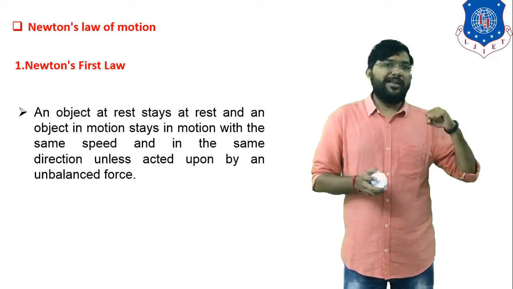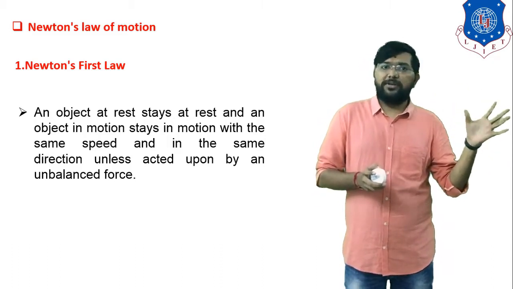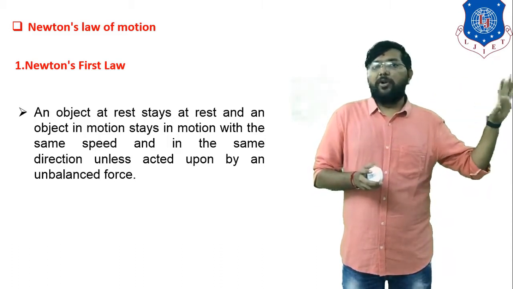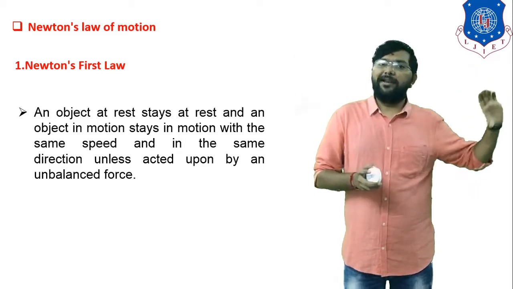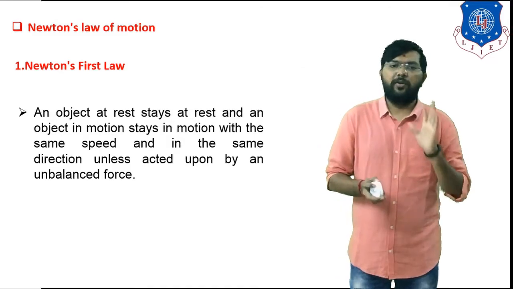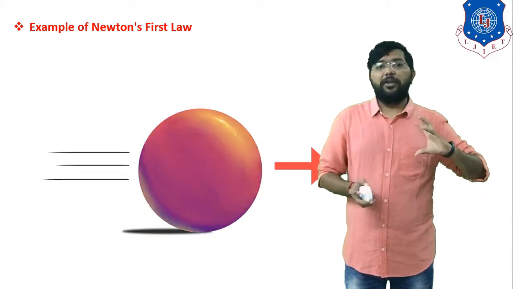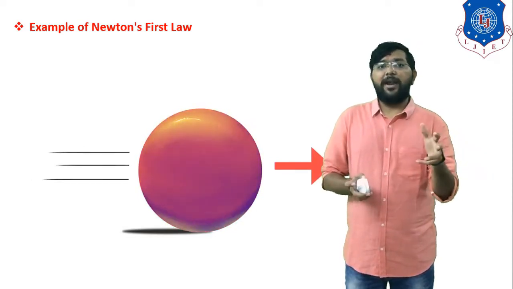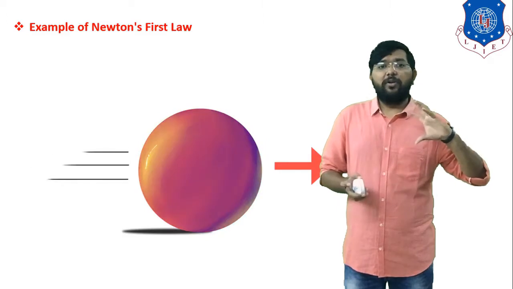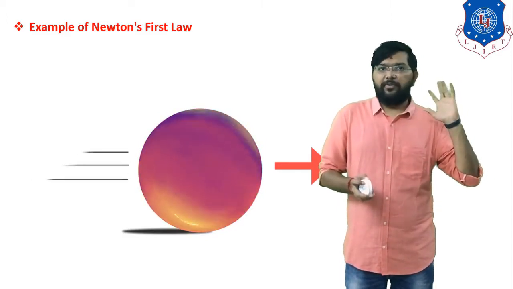Okay, if any body is in motion, at that time if you apply any external force, the body will try to maintain its actual position. Okay, this is the first law of Newton. You all know that. Now what is an example of Newton's first law of motion? Suppose this ball moves on the earth's surface, and unless you apply any external force, this ball will try to maintain its actual position in rotation.